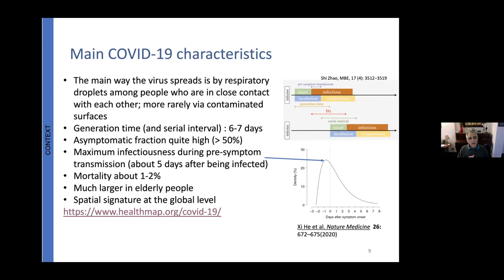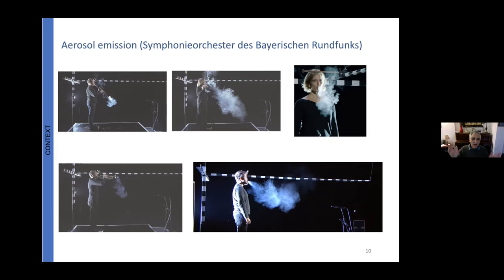And what are the main characteristics of the disease? First of all, the main way the virus spreads is by respiratory droplets among people who are in close contact with each other. Now, let me show something. This is an example of the aerosol emission when you breathe.